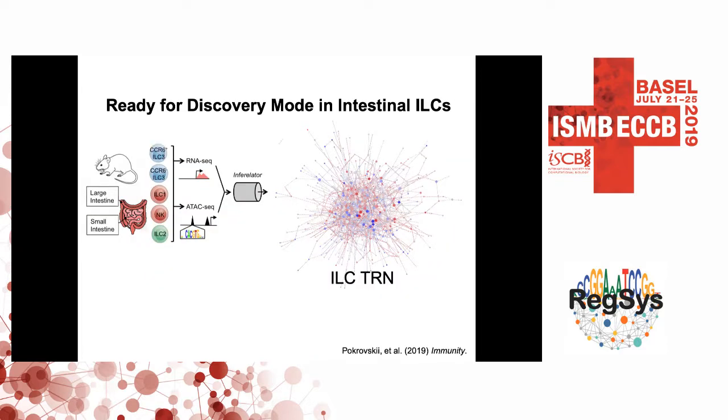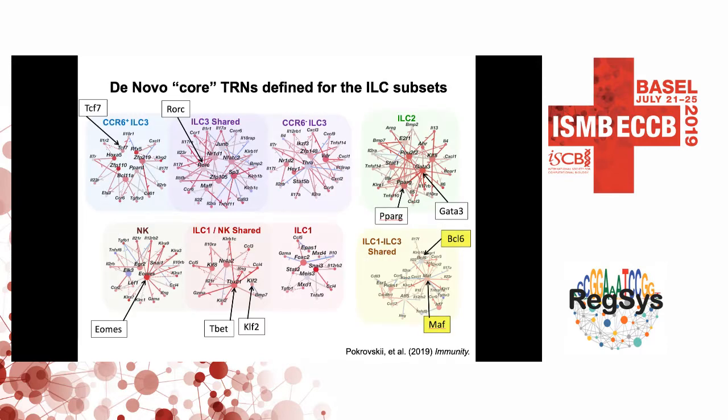We then went on and felt like we were ready to summarize the inferelator as a cylinder and apply it to these in vivo innate lymphoid cells. This was recently published as well, so I'll just highlight that for the different ILC subsets, we were able to come up with core transcriptional regulatory networks that had, in white boxes, transcription factors that had already been associated with those particular populations. In yellow are two transcription factors that we experimentally validated.